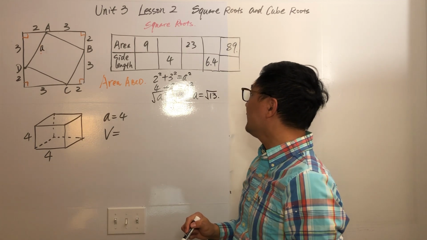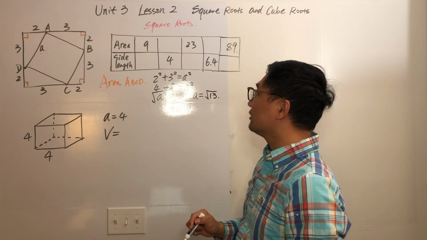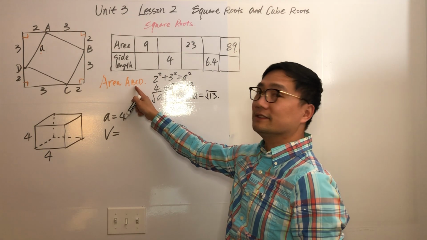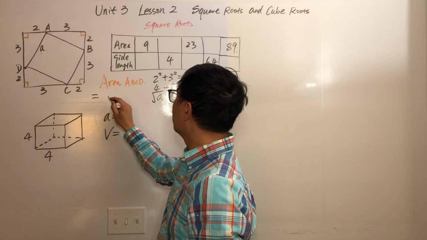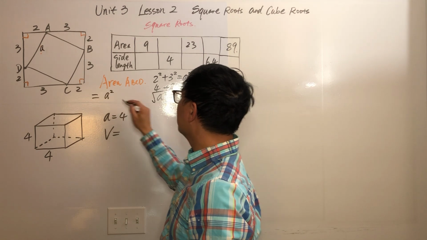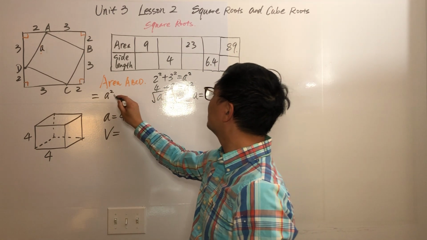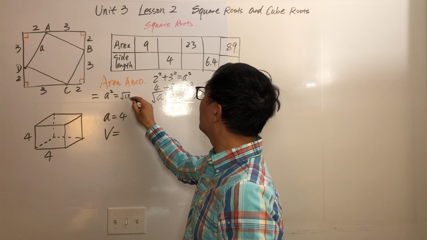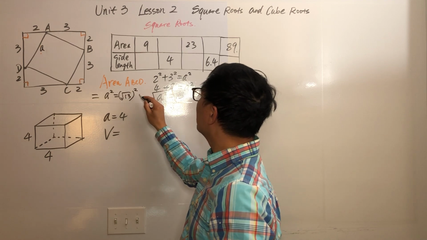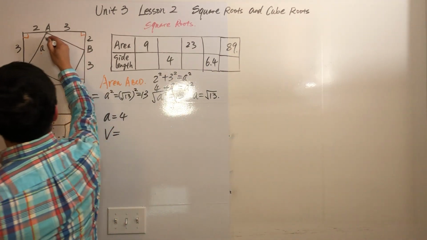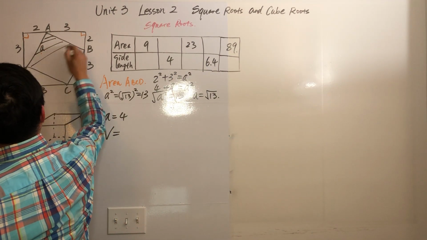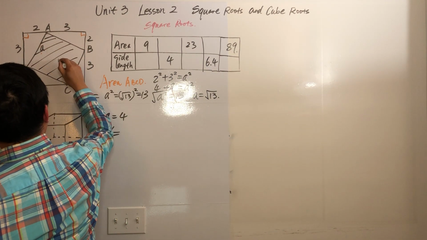So if A is radical 13, what is the area of ABCD? The area of ABCD is just A squared. That means square root of 13 squared, which is 13, right? So the area of this square is 13.